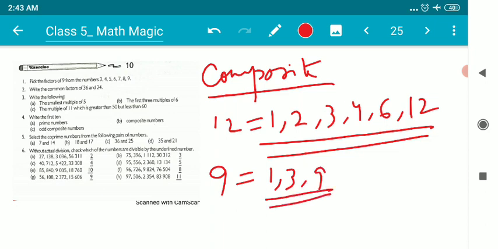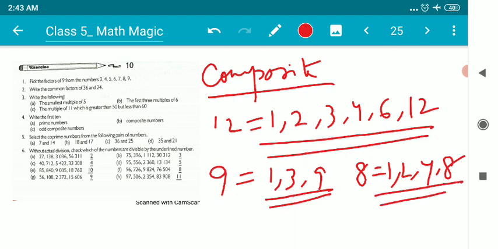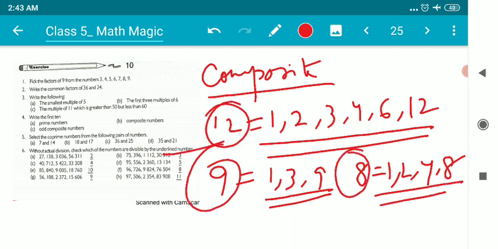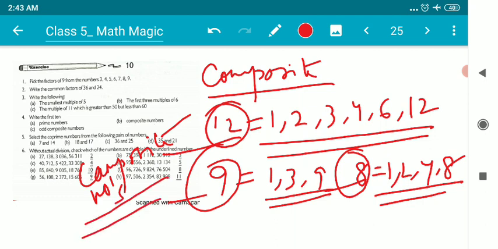Suppose I'm saying the number 8. 8 has how many factors? 1, 2, 4 and 8 itself. So many factors. All these numbers, 8, 9, 12, are examples of composite numbers, because they have more than two factors. So children, this was the primary concept of prime and composite numbers.